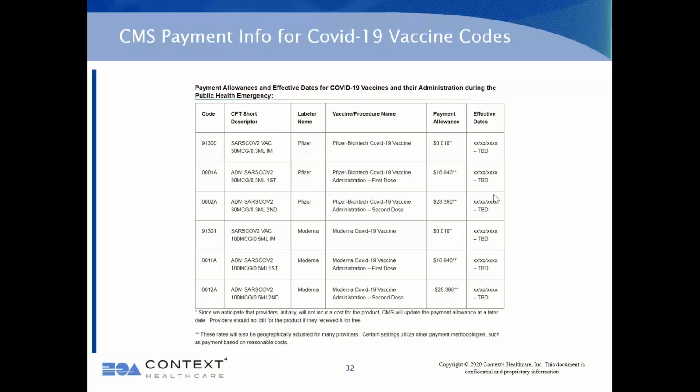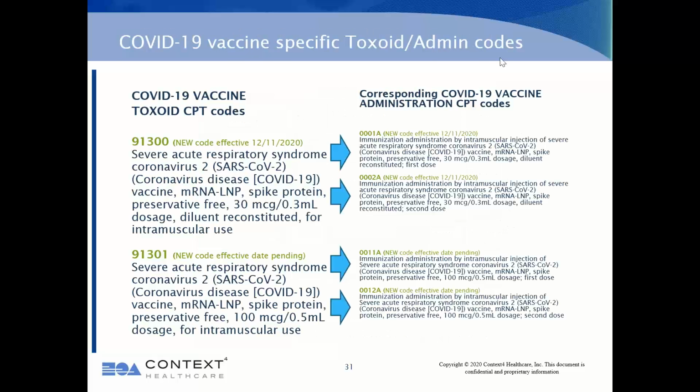Oh, somebody asked if we can go back to 31. So just one more time here. I think we've kind of gone over this one, but here, Dr. Steve, you're saying the 91300 is really going to be the billing for the serum itself. Exactly. And then the two add-on codes are for the actual work of the provider to administer the drug.